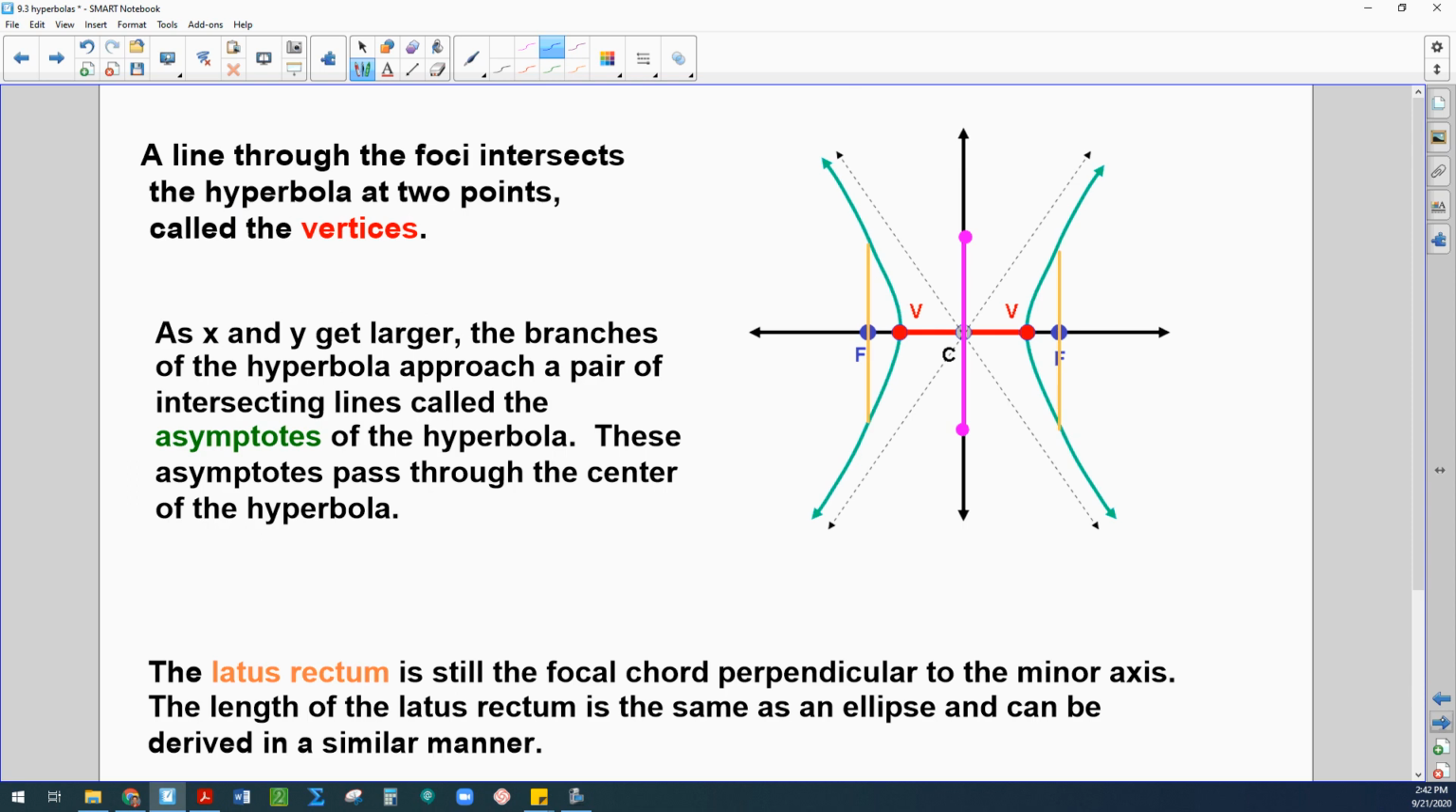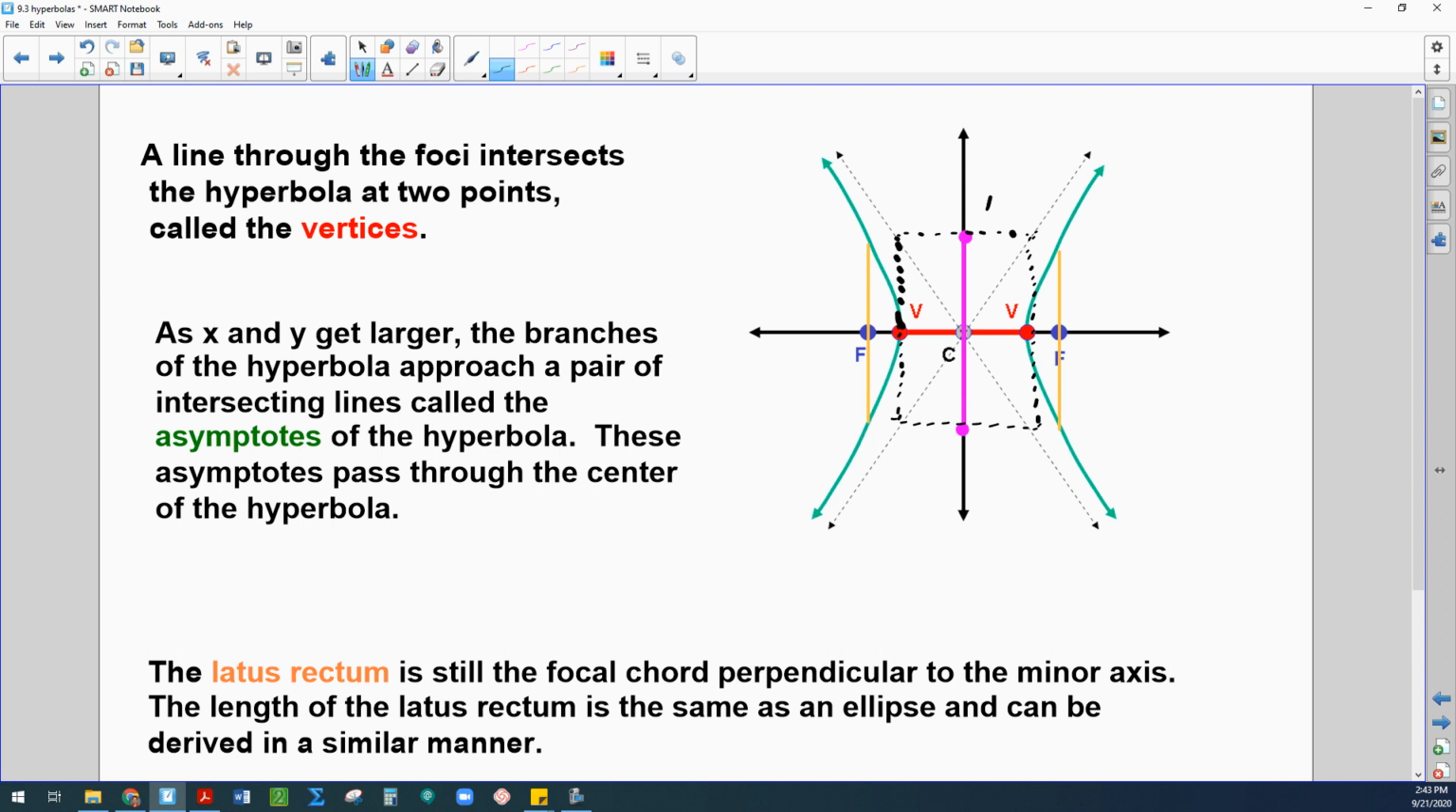Okay, a line through the foci intersects the hyperbola at 2 points called the vertices, so those are in red. And the ends of the pink segment would make up the co-vertices, but there aren't really co-vertices. There's vertices and then there's like endpoints of the other axis. And what happens is if you draw a box between the vertices and then surround where those not really co-vertices are.